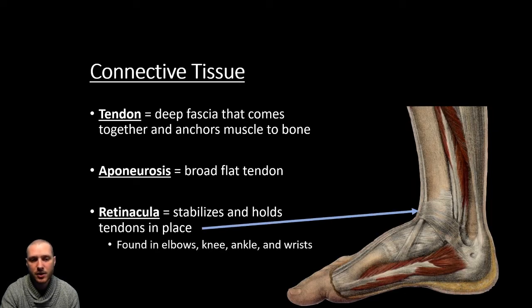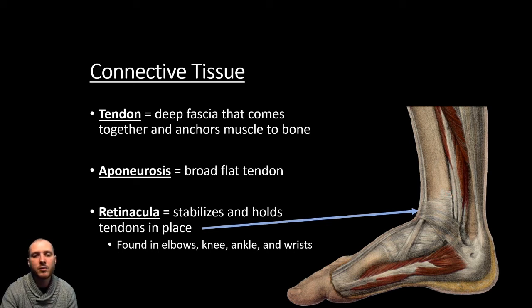And the last one I want you guys to know is going to be something we call retinaculum. Retinaculum is going to be a strap of tendon sheath that's going to help stabilize and hold tendons in place. At areas of the body where you have these bends or joints, you're going to need to keep those tendons of the muscles above the joint close to the body. So it's the job of the retinaculum to act as a sleeve to keep those tendons where they belong. You'll find these at the elbows, knees, ankles, and wrists.